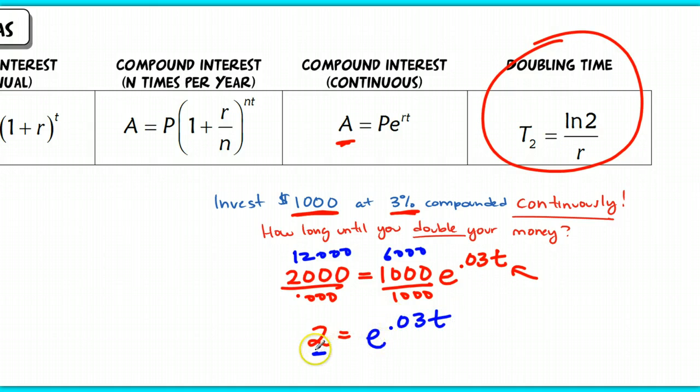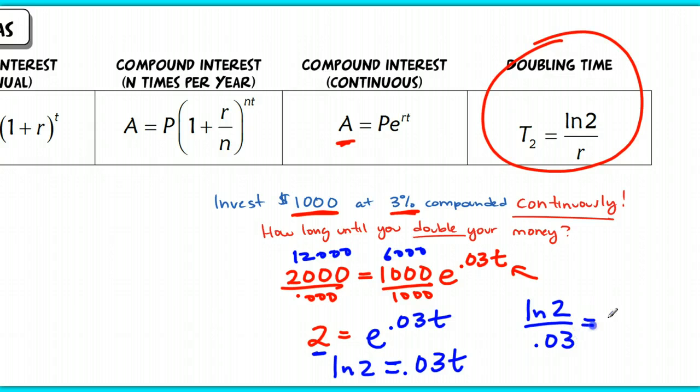Now, if I want to solve this, I take the natural log of both sides to cancel out that e, and I'm left with the natural log of 2 equaling 0.03t. So if I want to isolate t here, I simply divide out that 0.03. So I have the natural log of 2 divided by 0.03 equals the time period. And you're going to notice that that's exactly what we have here, the doubling time. So the time that it takes to double your investment, t sub 2, is equal to the natural log of 2, always, divided by your rate.